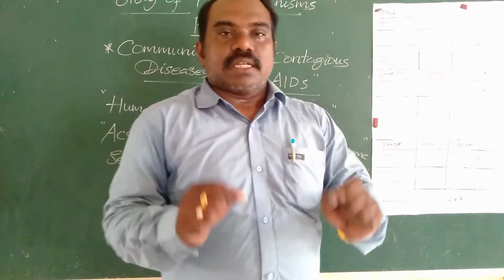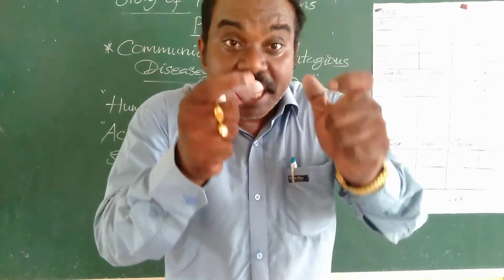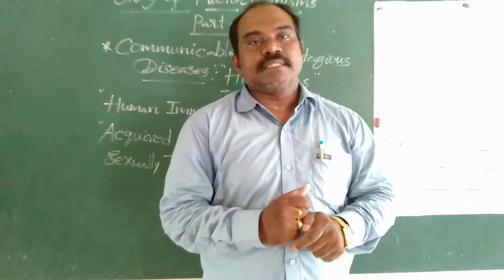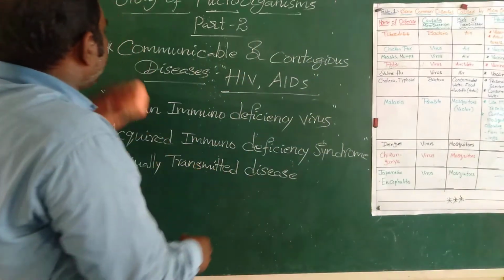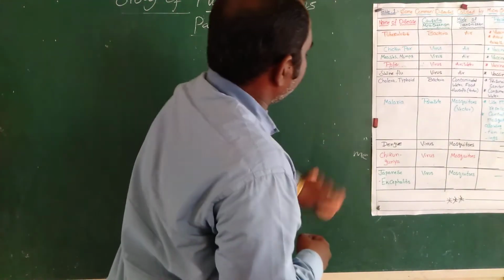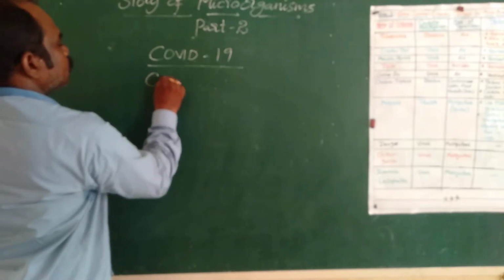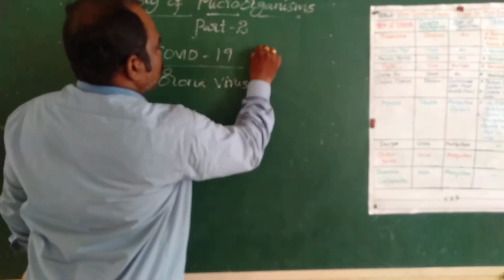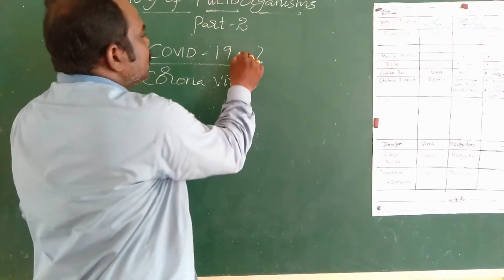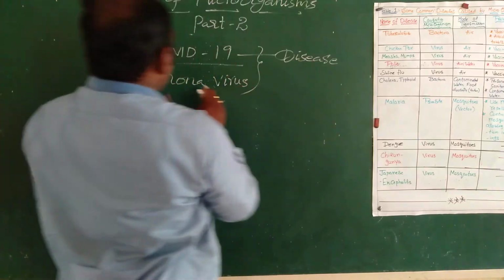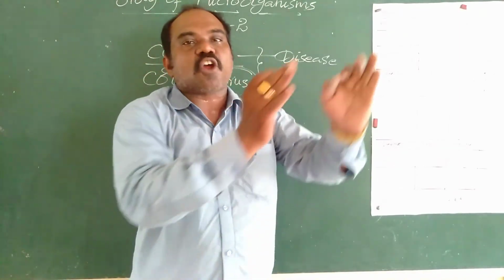Examples of communicable diseases are swine flu, chickenpox, smallpox, typhoid, malaria, HIV/AIDS. Present throughout the world, a very pandemic situation, that is COVID-19. Coronavirus. It is also a very dangerous and harmful virus. COVID-19 is a disease. Corona is a virus. COVID-19 is also a communicable or contagious disease.